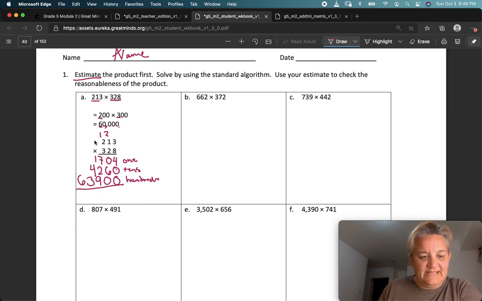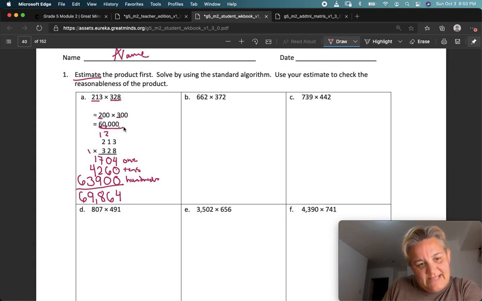I'm going to add in a straight row. 4 plus 0 is 4. 0 plus 6 plus 0 is 6. 7 plus 2 is 9 plus 8 is, plus 9 is 18. Carry the 1. 1 plus 1 is 2. Plus 4 is 6. Plus 3 is 9. And 6 right there. Okay, so 69,864. I estimated 60,000, but I knew that that number was going to be less than the actual number because we rounded down. So I actually think that 69 is probably pretty reasonable. Okay, let's try this one.